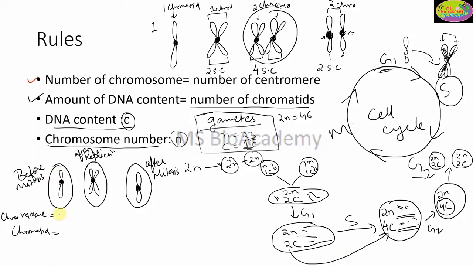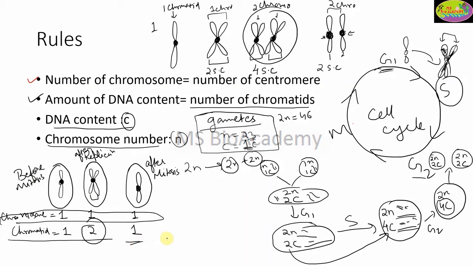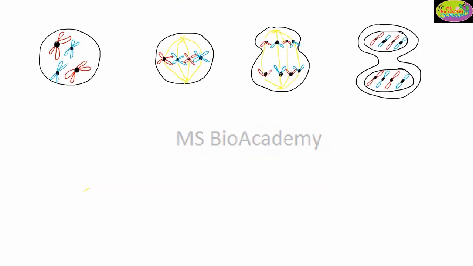So here, chromosome number 1 centromere, so 1 chromosome; 1 centromere, so 1 chromosome; 1 centromere, so 1 chromosome. What about the chromatid? Chromatid is 1 only. Here the chromatid is 2. Now here the chromatid is again 1. So you can see the transition: before mitosis and after mitosis, the chromosome number remains the same, but the chromatid number changes after replication, and it is restored back after the mitosis. All right, so this is the basic step. Now let's talk about it in the different phases of mitosis. We'll talk about the prophase, metaphase, anaphase and telophase.